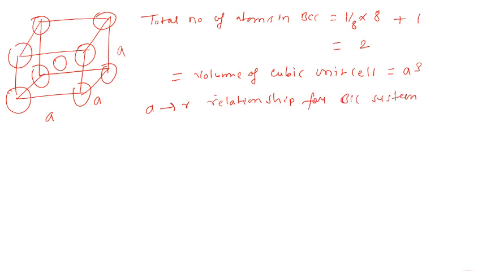Actually, the a to r relationship we calculate in those directions where the atoms are completely touching each other, or those directions which are close packed directions. So in case of BCC we will come to know how to calculate the close packed direction, or in case of FCC what the close packed planes are. We will come to know about all these things in later parts of this video series.